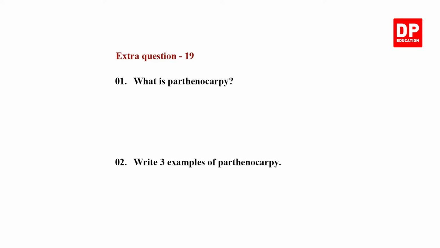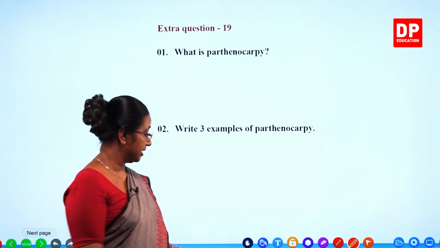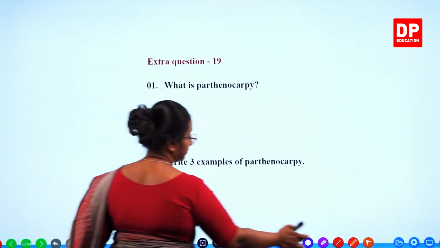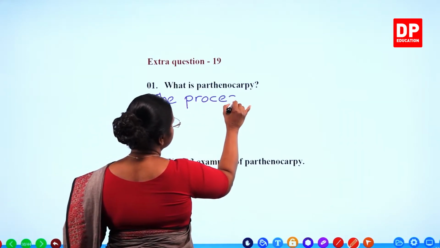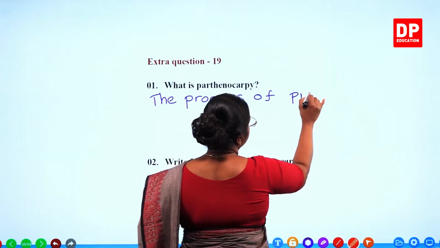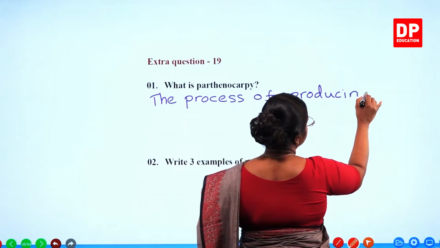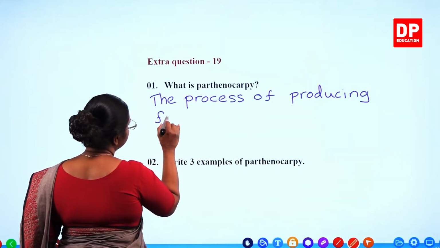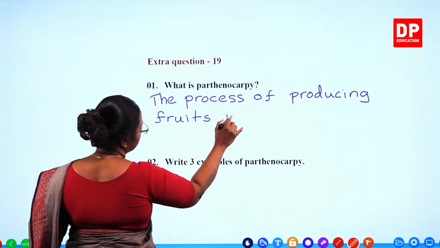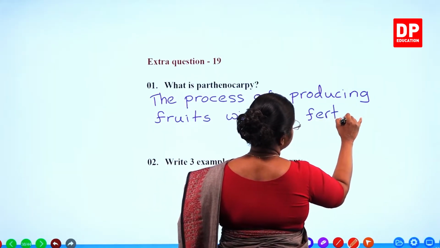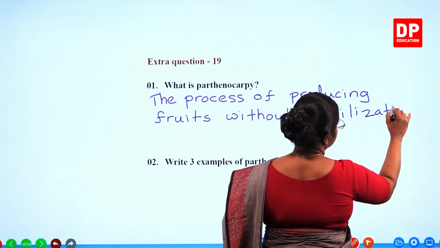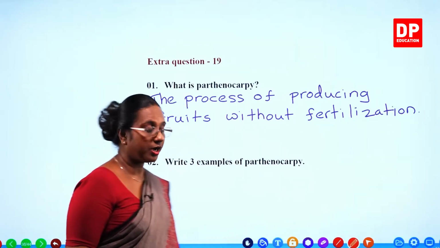Extra question 19. What is parthenocarpy? Producing fruits without fertilization. So here the process of producing fruits without fertilization, that is known as parthenocarpy.